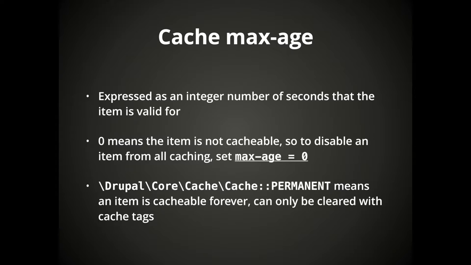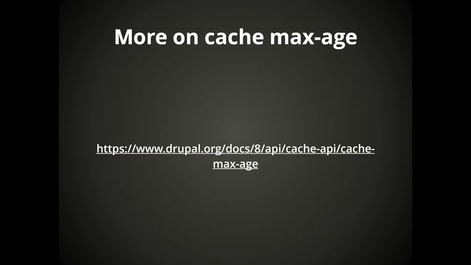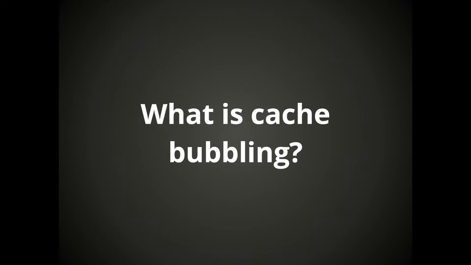And there is also this constant, cache permanent, which means that an item is cacheable forever. Drupal will never expire that based on its time. It's good for infinity, basically. But you have to manage clearing that yourself with cache tags.